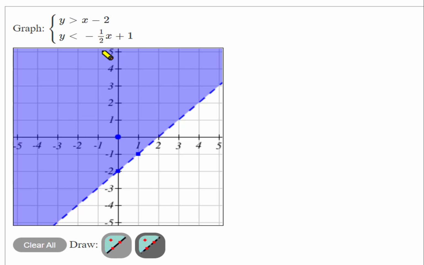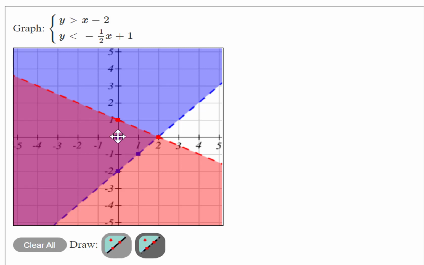So then the other line, y is less than negative 1 half x plus 1, it's also a dashed line, has a y-intercept of positive 1, and a slope of negative 1 half, so go down 1 and over 2. And then you have to decide which side of the line you want to shade. So we'll try the origin again. So that would say, if you plugged in the origin here, that would be 0 is less than 1, which would be a true statement. So there you go. Now when you click, it will stay and you've graphed it.